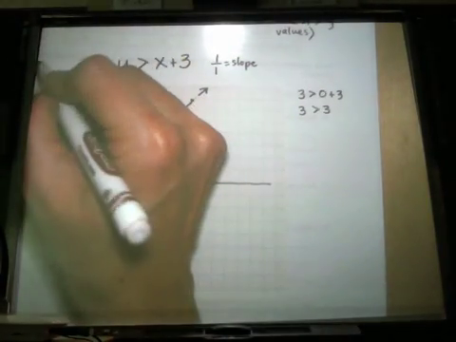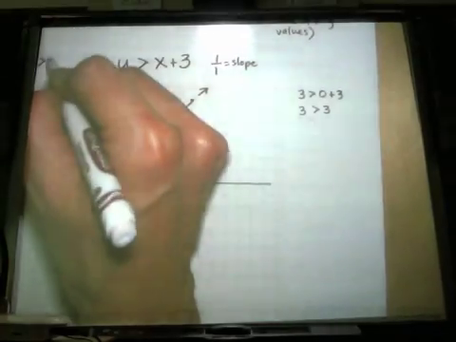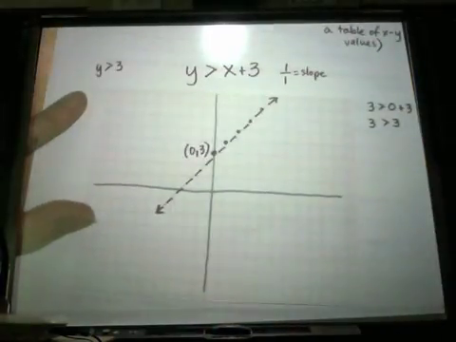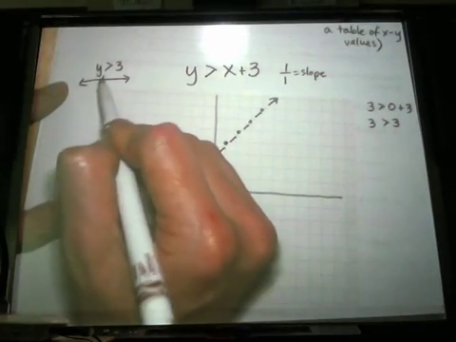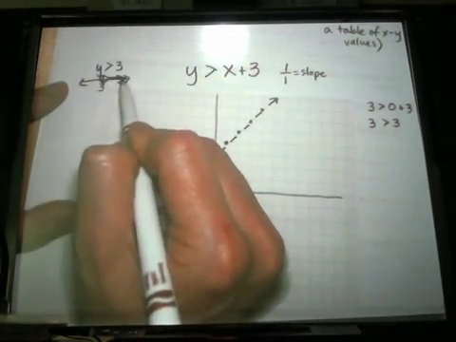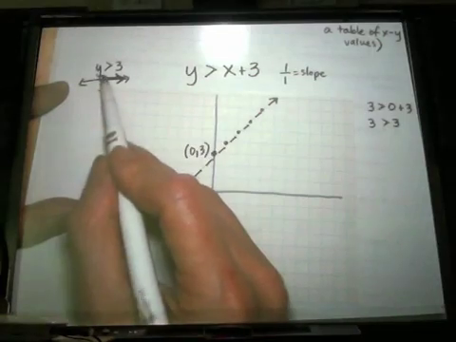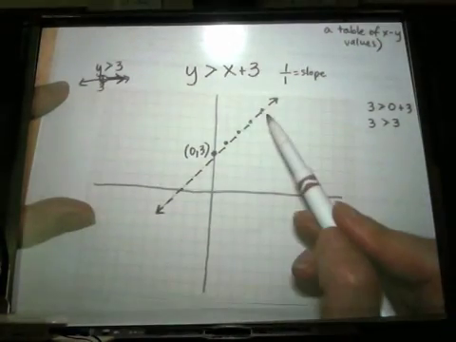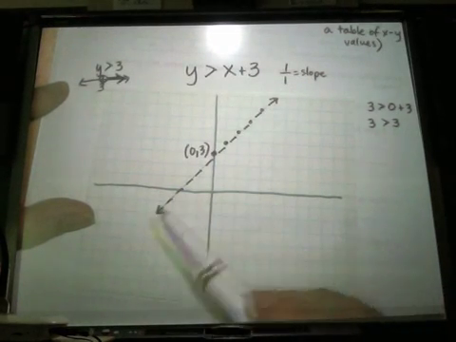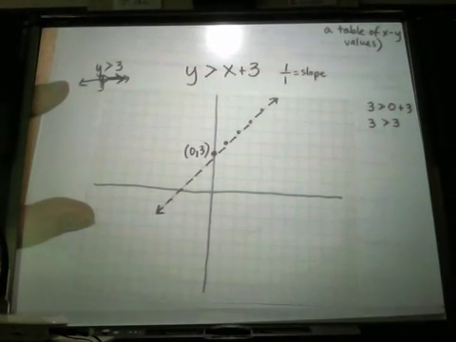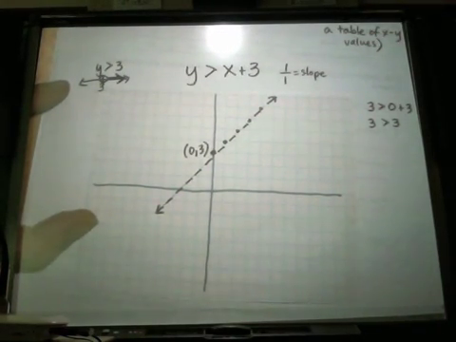Let me just do a quick example for you. If this said y is greater than 3, yesterday's type of work, on your number line you'd have 3, you'd have an open circle, and you'd show all the numbers here. Open circle says don't include the 3. Think of this as an open line. It means the points on this line will not work. But there's going to be an infinite amount of points that do work.